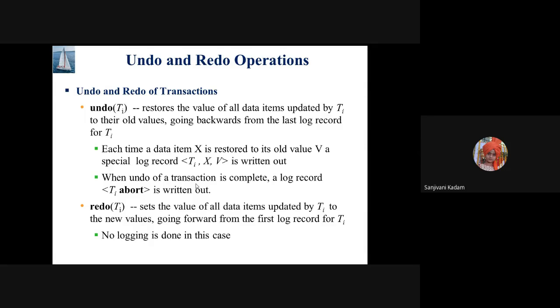So let us see how it says. Undo TI restores the values of all data items updated by TI to their old values, going backward from last log records to TI. So this is how we are undoing. That is, we will go to the log, check what is the old value, and those old values will be written to the disk. Each time a data item is restored to its old value, a special log record is written out. Okay, so even though we are undoing, those also are preserved in the log record.